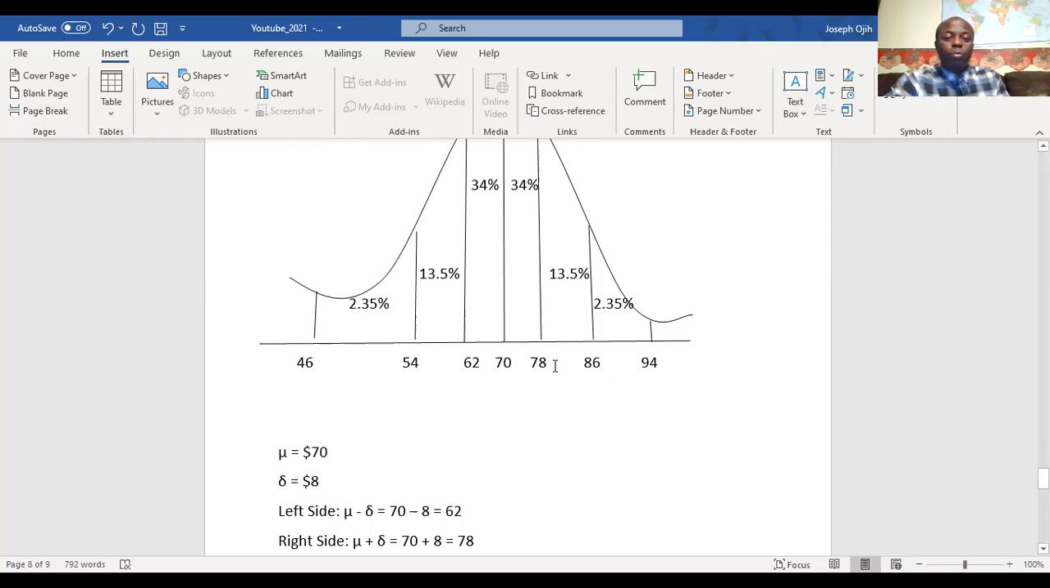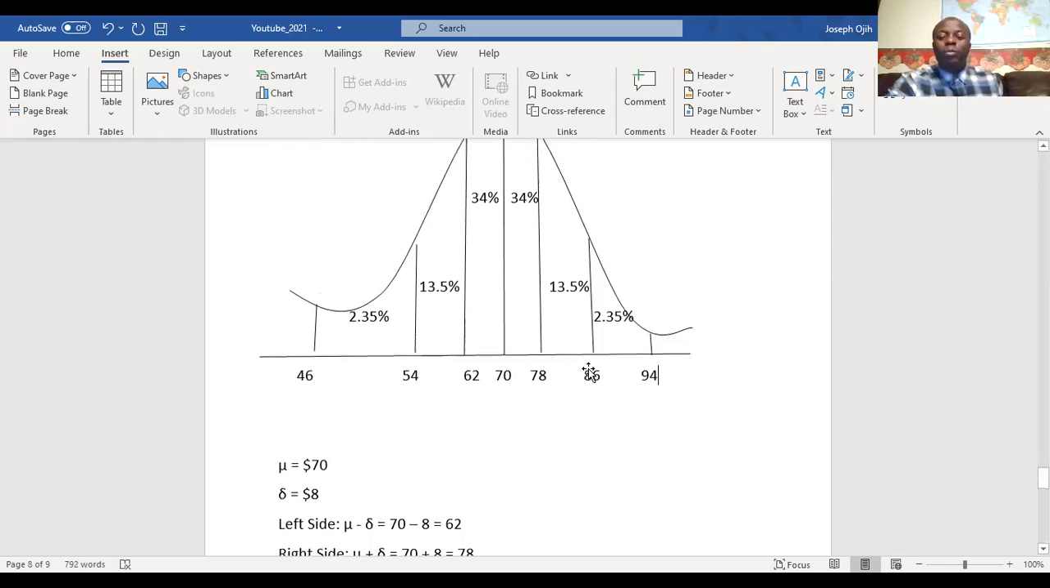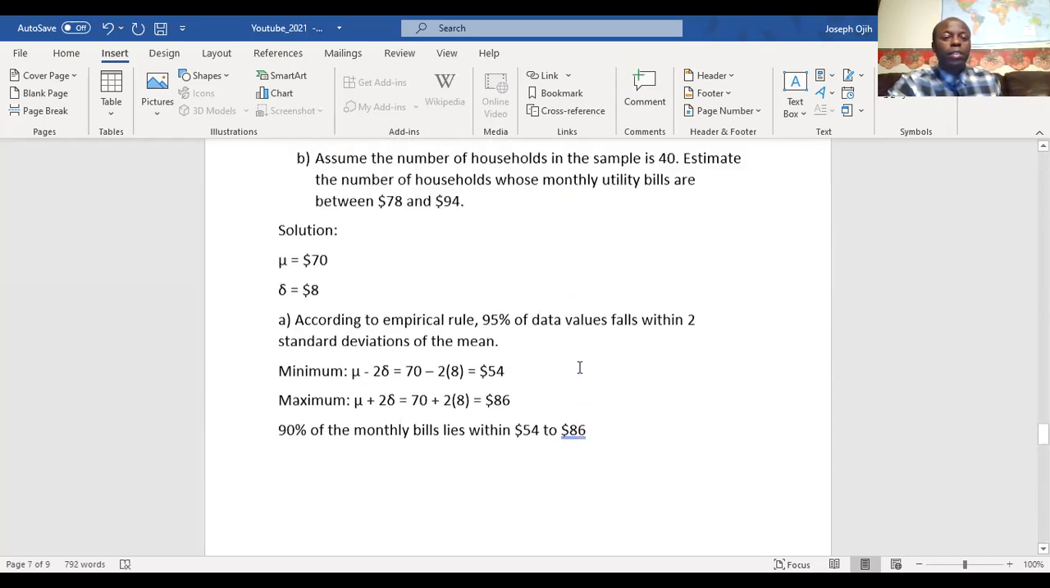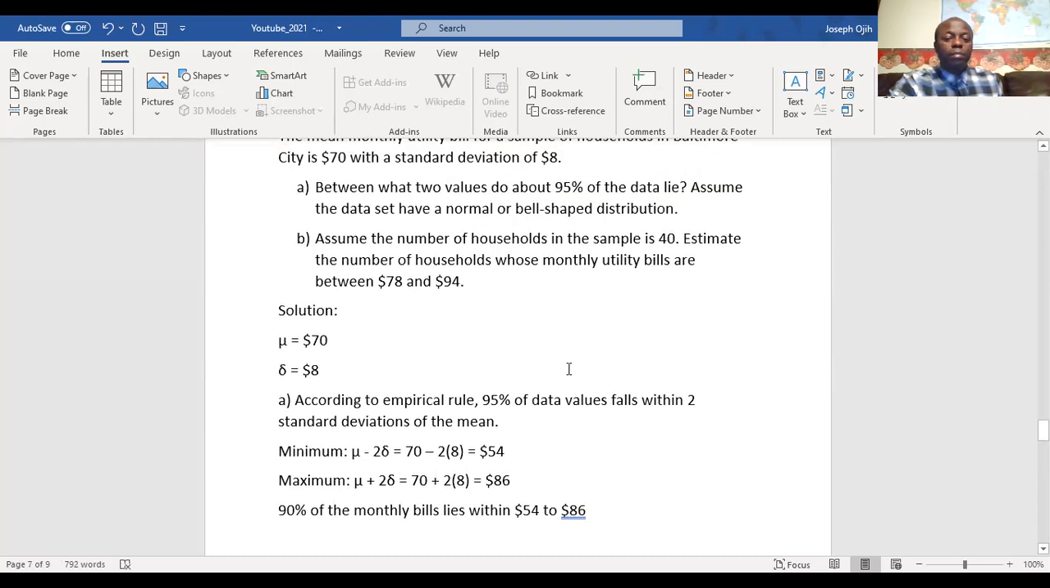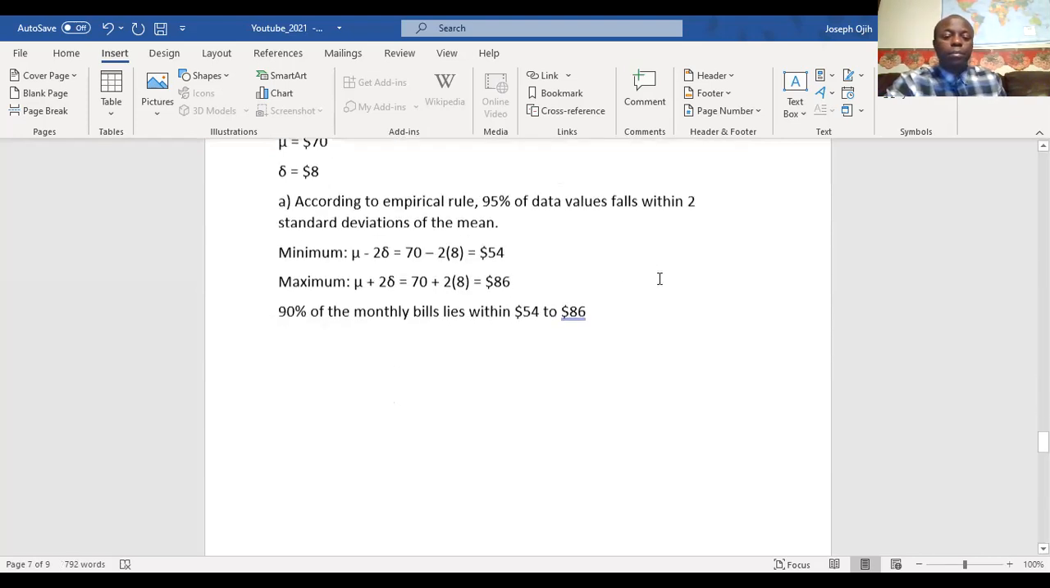Now we have all the numbers. We are ready to answer the question. The question says, assume that the number of households in the sample is 40. Estimate the number of households whose monthly utility bills are between $78 and $94. First of all, let's get the percentage. Then we can multiply it with 40 to get the answer.